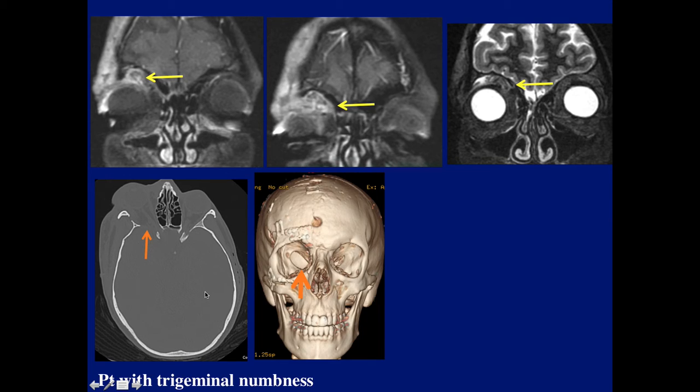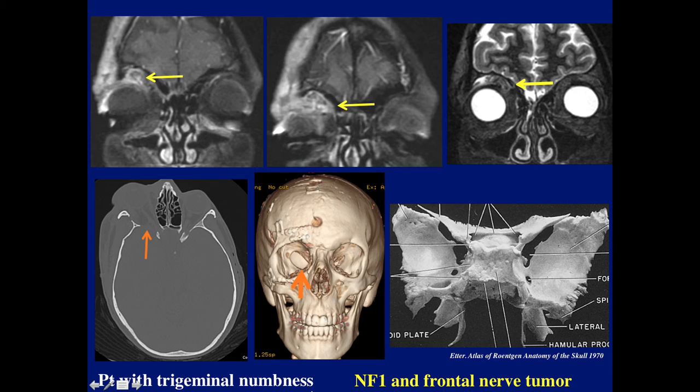And we can see there a large deformity here, with loss of the anterior wall of the middle fossa, a classic sign, expansion of the superior orbital fissure. This is a patient with NF1 with a frontal nerve tumor, which actually was resected. And this is a follow-up study, but again, the findings are still here.